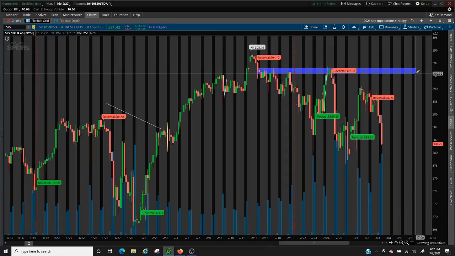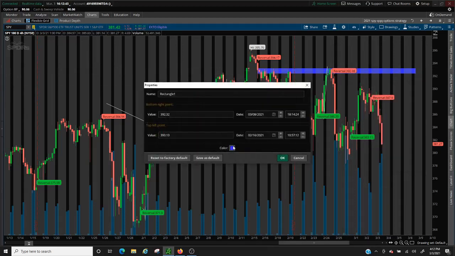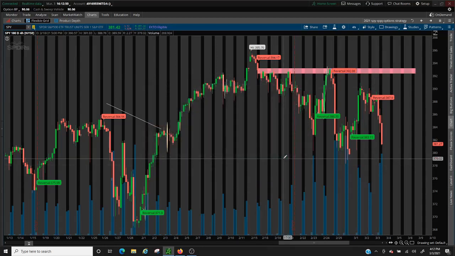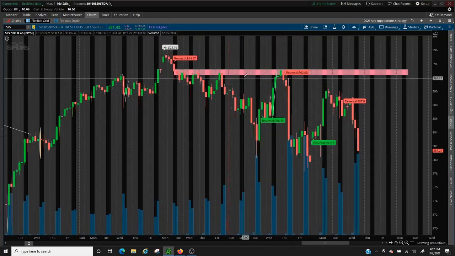Okay? So I'm going to call this my zone, my resistance zone. And I'm going to change that color to make it pinkish. So pink or red means resistance, right? So now we know that there is a resistance zone right over here. That means that every time the price tries to come over here, it's being rejected.